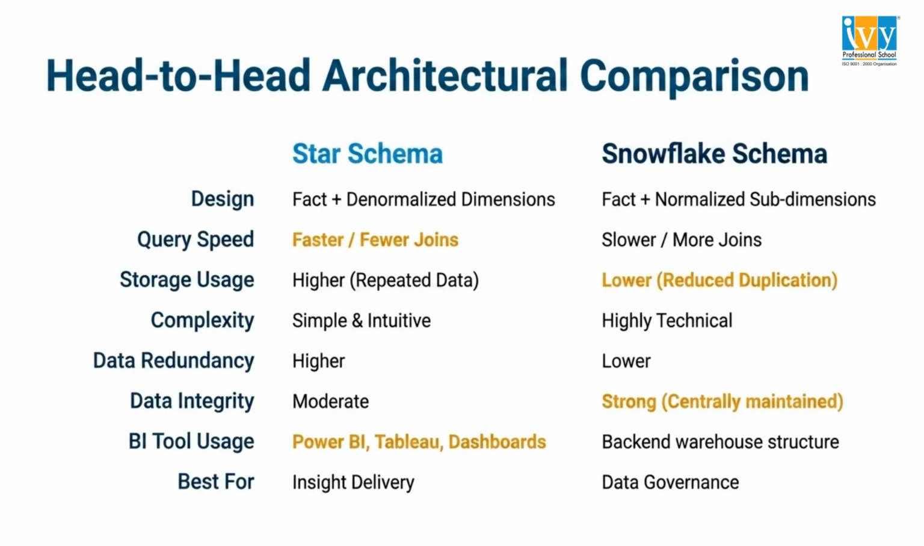When we compare the two models side by side, the trade-offs become clear. Star Schema is simpler, faster for querying, and easier for business users to understand. Snowflake Schema is more normalized, more structured, and better suited for data governance. Star Schema usually performs better in dashboards and analytical reporting, while Snowflake is stronger when organizations need centralized control and highly consistent dimension management. The best choice depends on whether speed or structure is the primary goal.